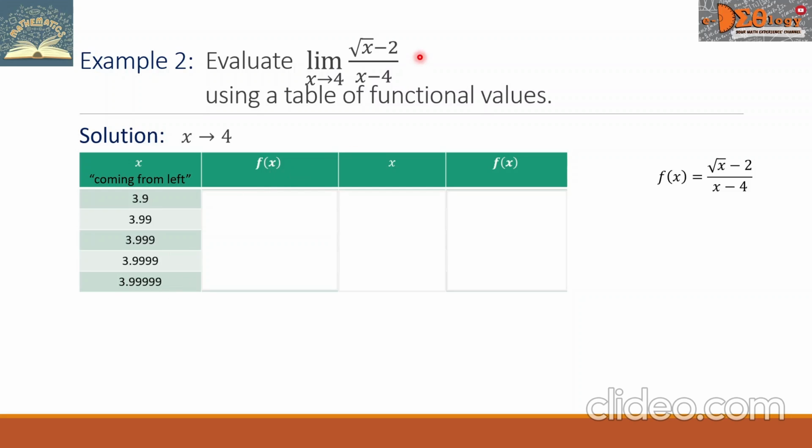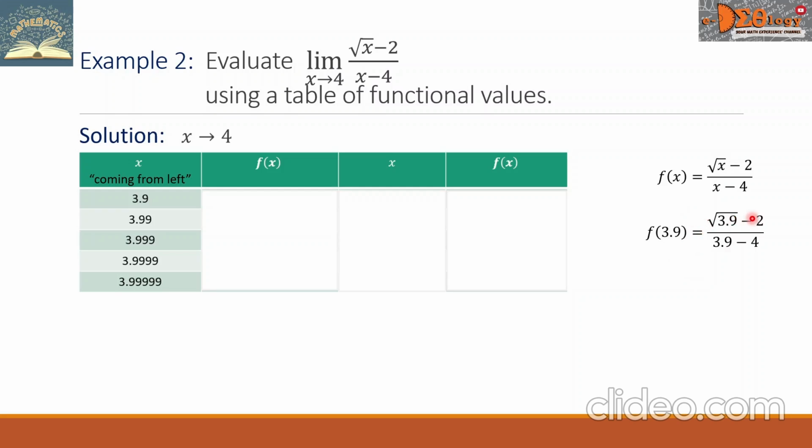That means our function, here it is, the square root of x minus 2 over x minus 4. Let us find the corresponding values of f of x. For example, we want to get the value of f of x when x equals 3.9. That means we evaluate f of 3.9. So that will be the square root of 3.9 minus 2 all over 3.9 minus 4. We know that we change all x by the value 3.9.